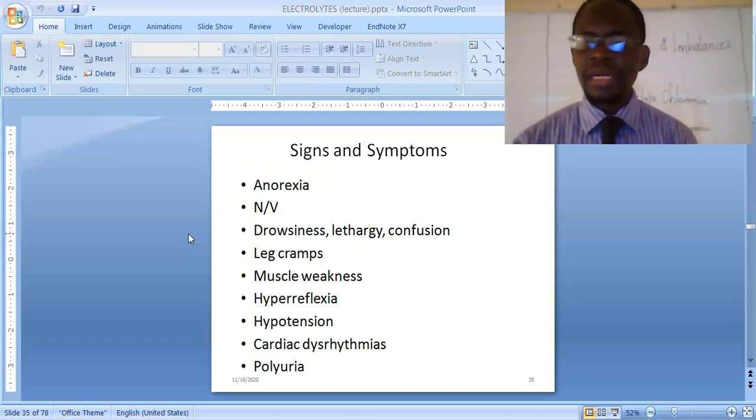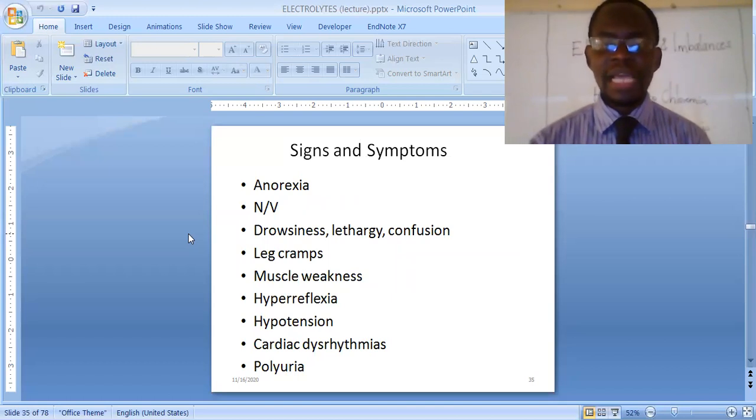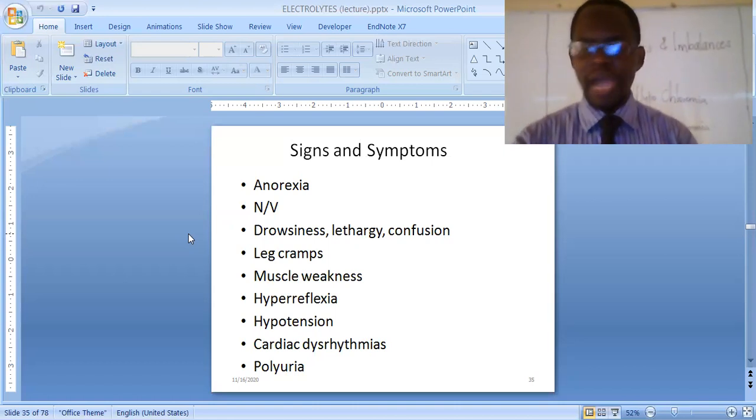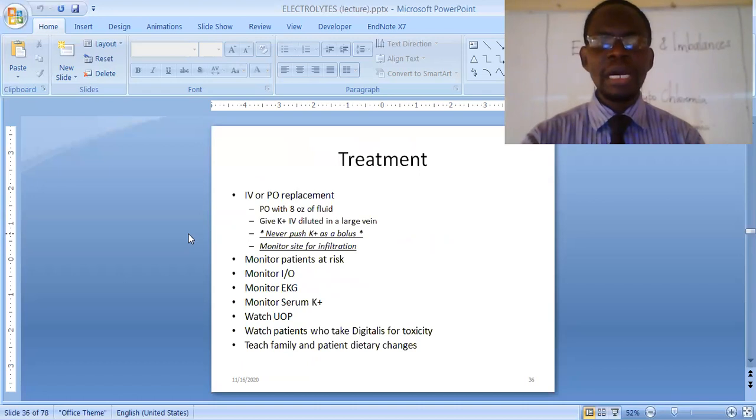The deep tendon reflexes. Things like hypotension, cardiac dysrhythmias. Now we shall see these. Dysrhythmia is basically an abnormal contraction of the heart. Then we also have things like polyuria.